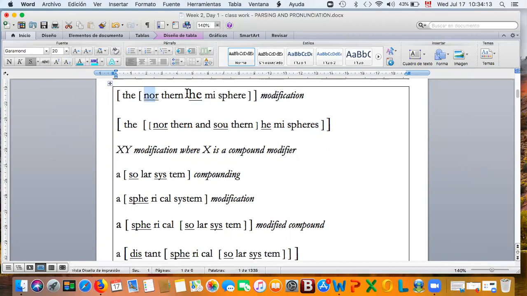The Northern Hemisphere. This can become more complicated. All of this here is the modifier. Before, the modifier was just Northern. But now the modifier is Northern and Southern. Notice that Northern and Southern is an X and Y structure. X particle, Y structure. So this is a mistake here that I'm going to correct. X is a X particle.